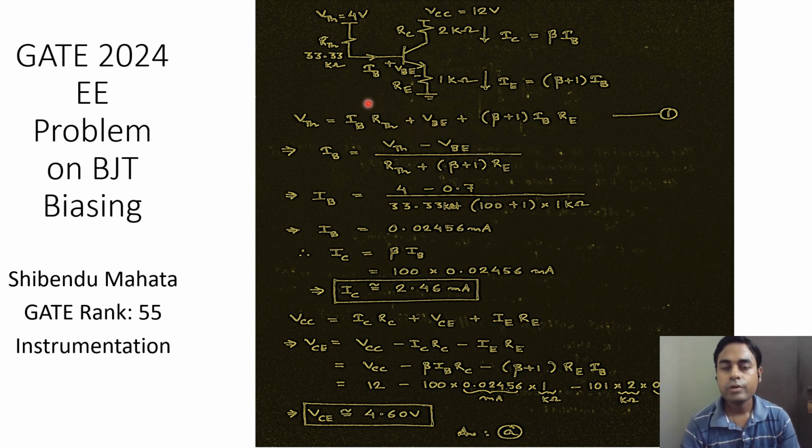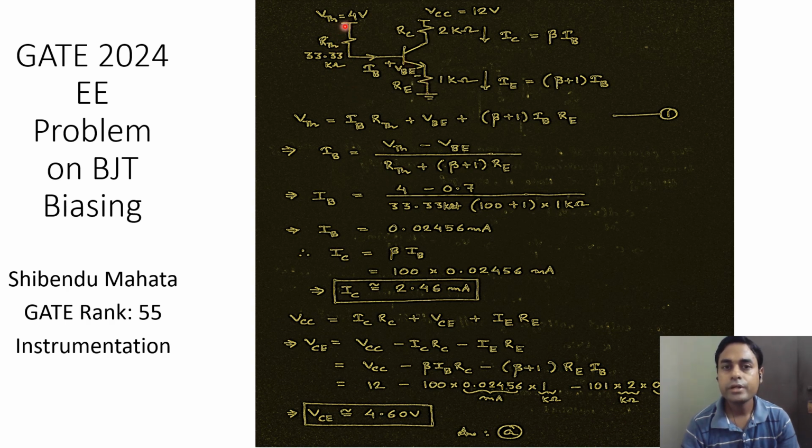So in the next part, what we have to do is to look at this path, that means starting from this VTH through RTH, then VBE and RE to ground. So we are looking at this loop and we should try to obtain the KVL equation for this. Our objective is to find out the base current from this loop.